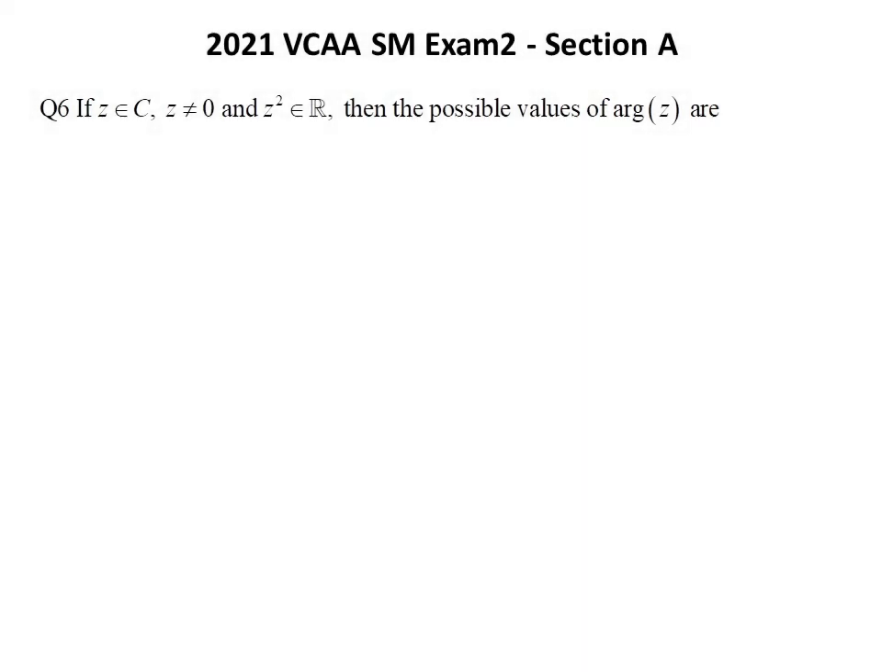Welcome to this VCAA Specialist Maths exam paper series. This is section A of 2021 exam 2 paper. There are a total of 20 multiple choice questions in section A and 6 extended response questions in section B. In this video, we will present questions 6 to 10 in section A.